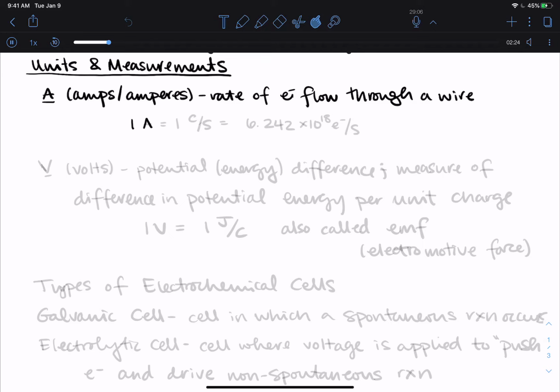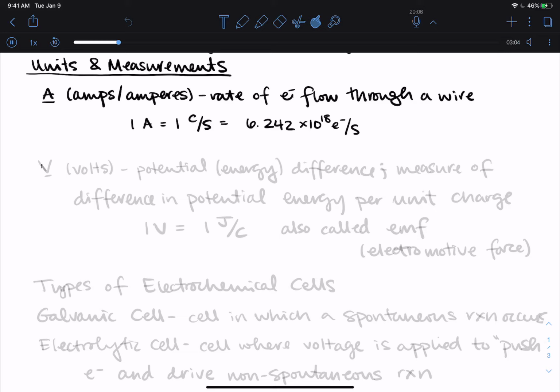If you're just looking at 1 amp, it's kind of hidden. But if we break this down, an amp is actually a coulomb, which is, remember, the charge unit that we use for charge on electrons per second. So 1 amp is a coulomb per second, and 1 coulomb is the charge of 6.242 times 10 to the 18 electrons. So 1 amp is 6.242 times 10 to the 18 electrons per second.